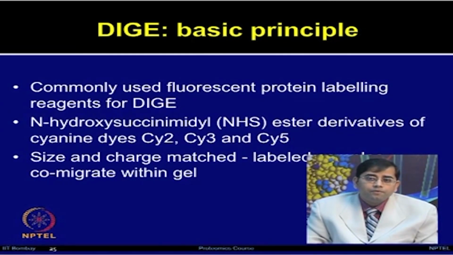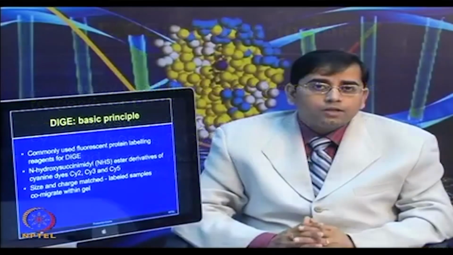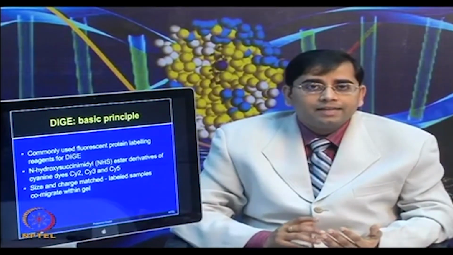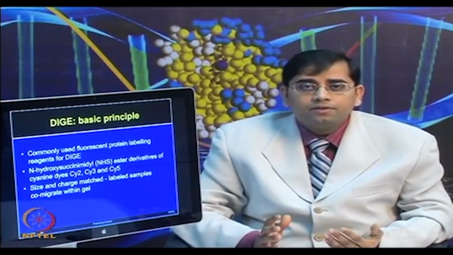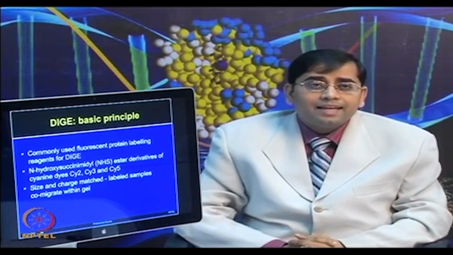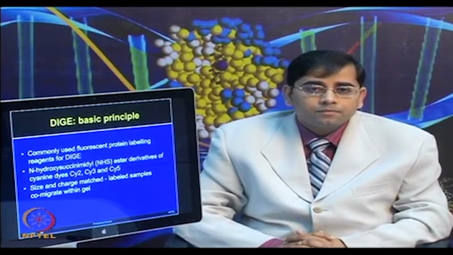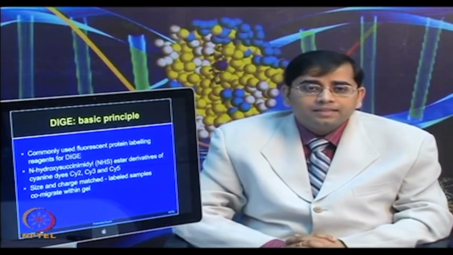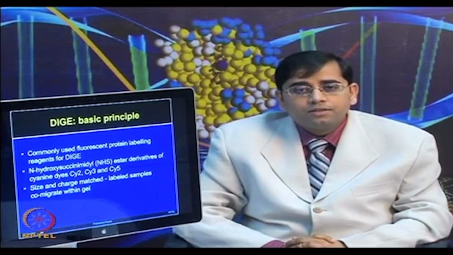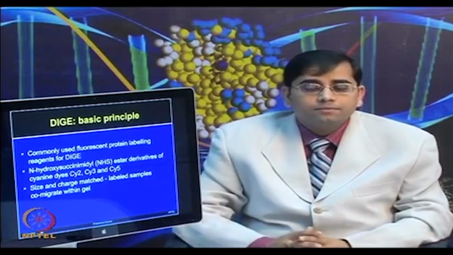The Cy3 and Cy5 are used to label your control and your treatments. One should always try to do the dye swapping, so that there is no dye bias. So, if in one sample you are adding Cy3 in control and Cy5 in treatment, in the other sample you should do vice versa. So, the Cy2 remains consistent for doing the internal standard. Now, for Cy3 and Cy5, the size and charge of these dyes are matched, so that the labeled samples can co-migrate within the gel.